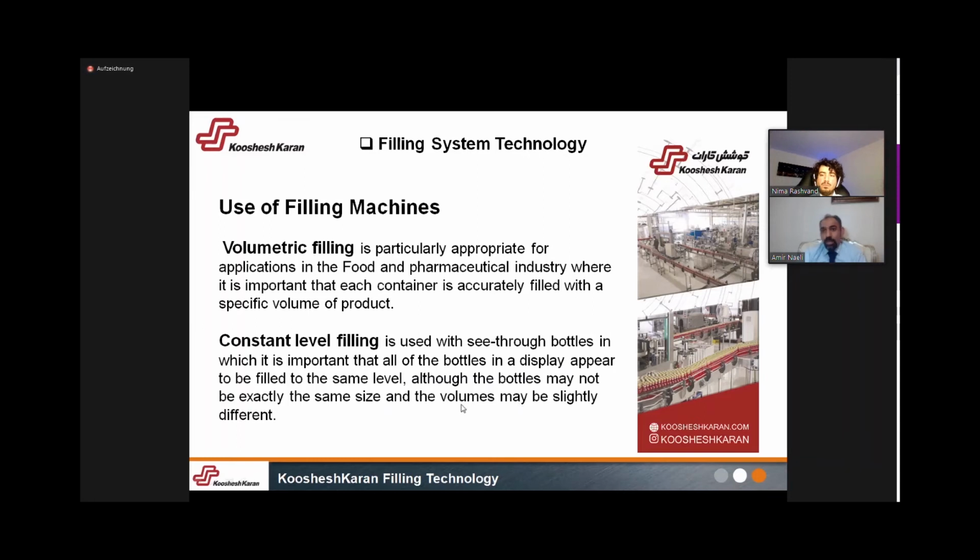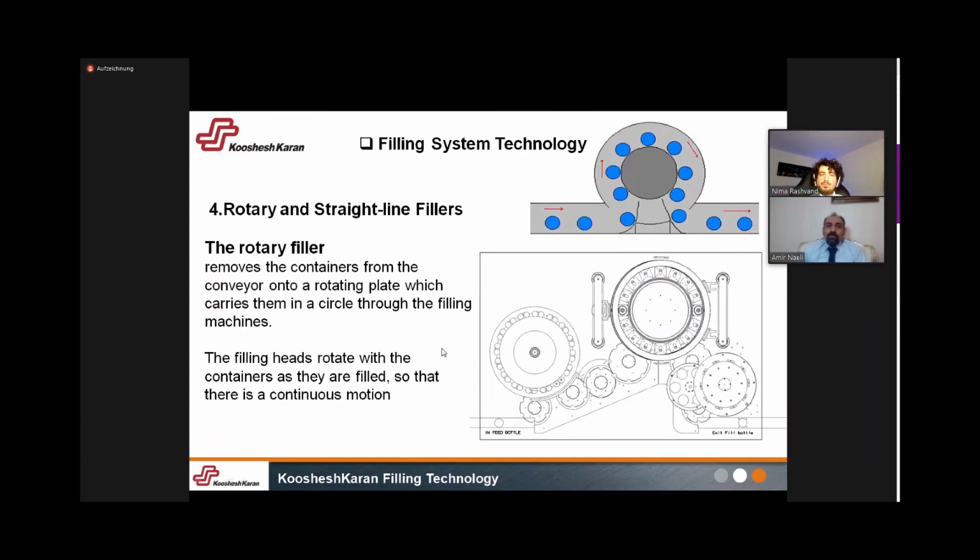We have two kinds of filling system, rotary and straight line, or maybe inline filler. The rotary filler removes the containers from the conveyor onto a rotating plate, which carries them in a circle through the filling machine. The filling heads rotate with the containers as they are filled, so that there is a continuous motion.